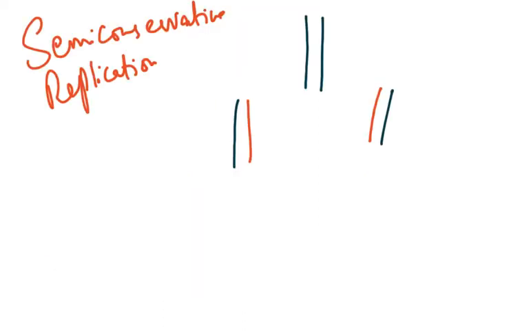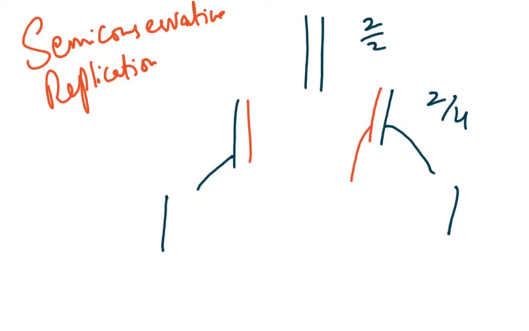In semi-conservative replication, what you have to understand is, if the original DNA had heavy nitrogen, so 2 out of 2 are heavy nitrogen. But if we give it light nitrogen, and I color that in red, then in the first division we're going to have 2 out of 4. Now when this is going to divide again, how is this going to change? Well, this one goes here, this one goes here, and this goes here, and this goes here.